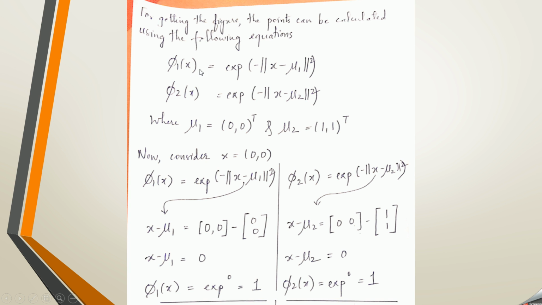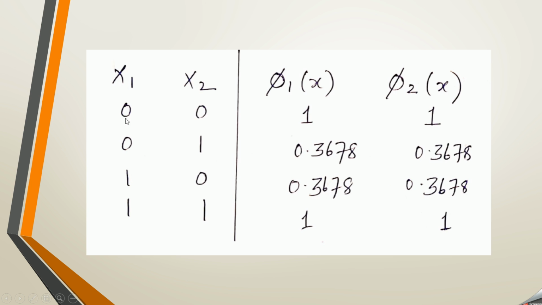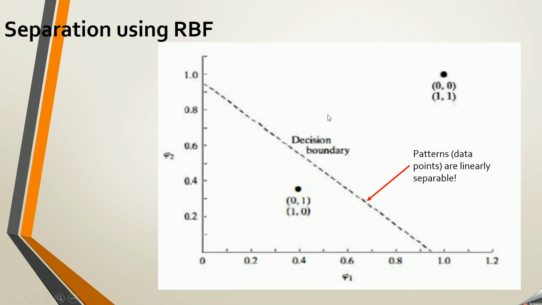So we consider phi 1 of x is equal to exponent of minus double bars x minus mu1 squared, and phi 2 of x is equal to exponent of minus double bars x minus mu2 squared. We have considered mu1 and mu2 to be 0, 0 and 1, 1. These are the two centers that we have assumed. Now we consider the first point, which is 0, 0. For this we are supposed to get 1, 1 as the output.